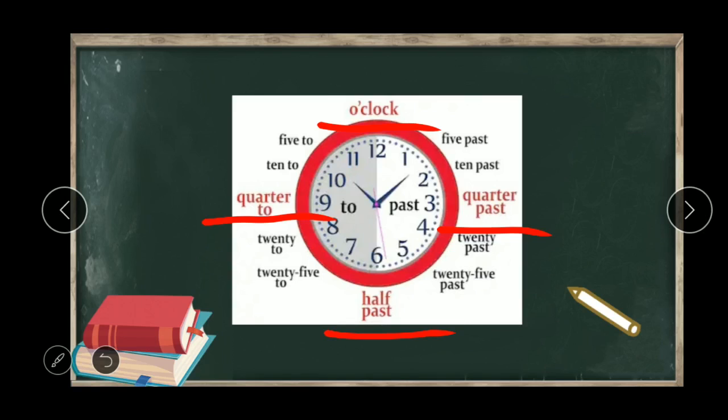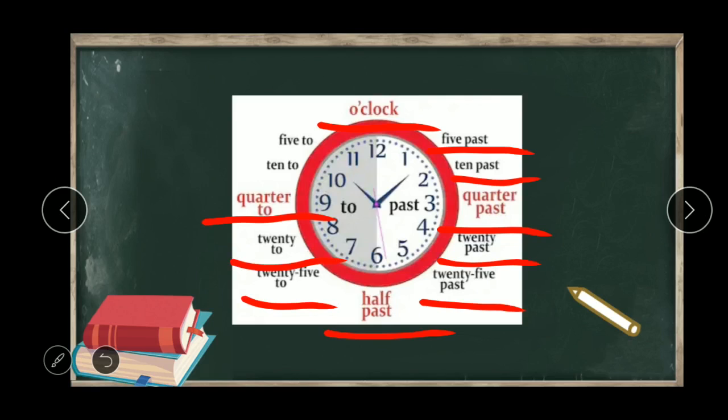Between these 4 points, means between o'clock and quarter past, there is 5 past and 10 past. Between quarter past to half past, there is 20 past, 25 past. These are minutes. Between half past and quarter to, there is 25 to and 20 to. And between quarter to and o'clock there is 10 to and 5 to.